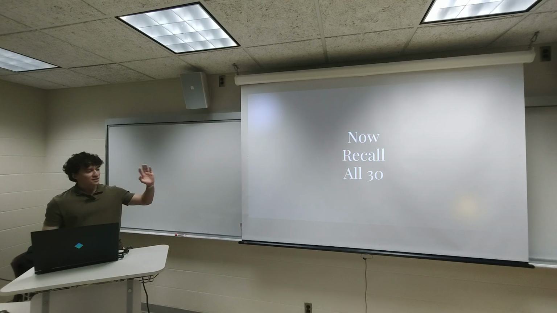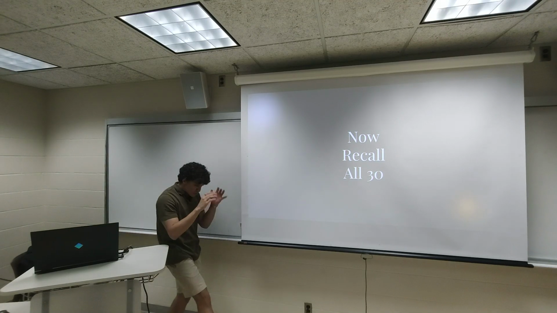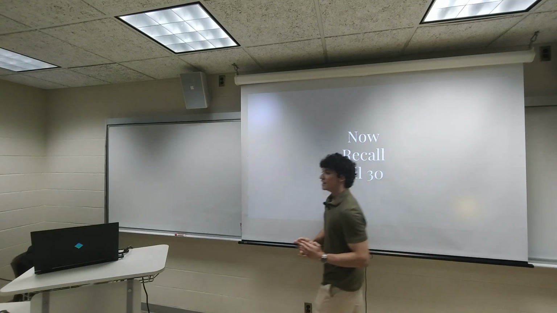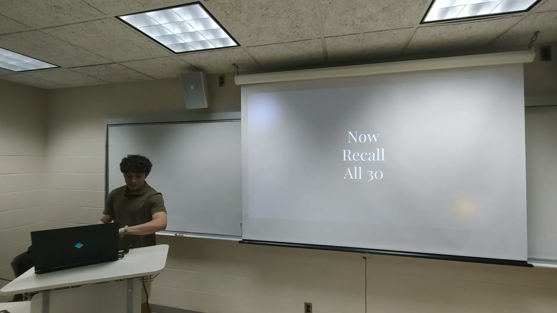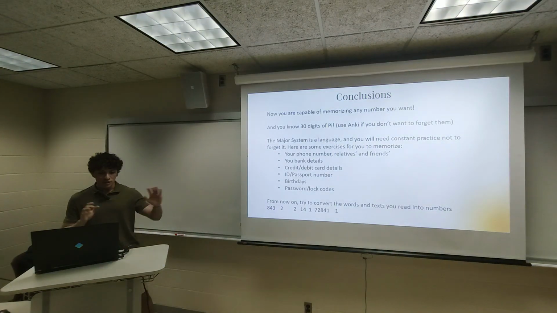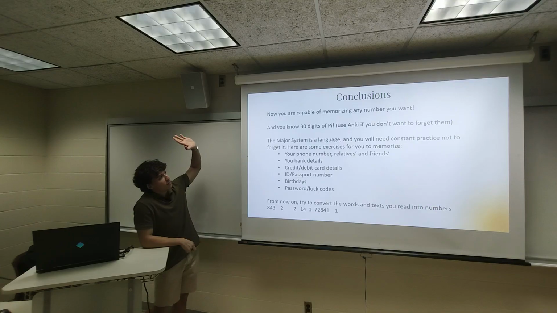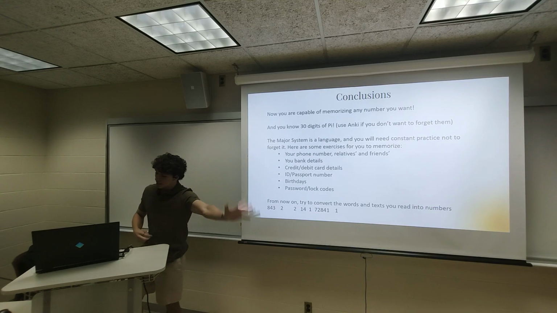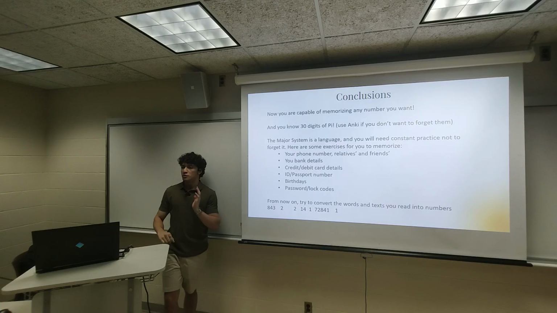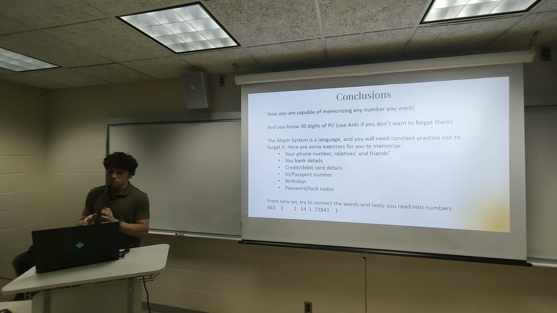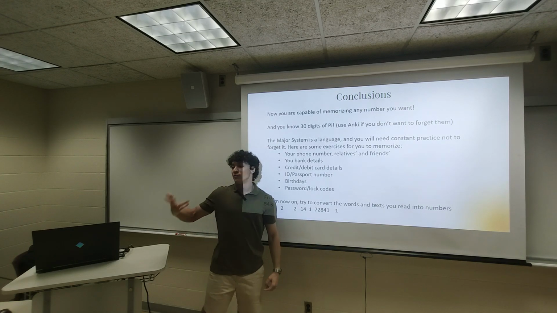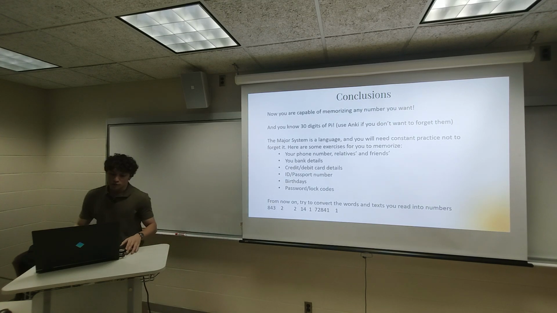Okay, awesome. So we recalled the 30 digits. If you struggle doing it, this is hard. This is the beginning. It's hard to get it from the beginning because it is a new language. So some conclusions. Now you're capable of memorizing any number you want, absolutely any number. And you know 30 digits of pi. You just need a little bit of practice to get the gist of it and be fast at it. Because with time, you're going to be capable of recalling it very, very fast. And it's going to become second nature for you.